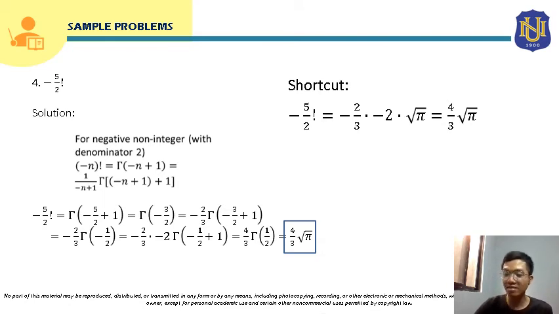So you multiply those three: negative 2/5 times negative 2/3 times negative 2. Once we have the negative 2, we just multiply by square root of pi. So that will already be the answer. So for negative 7 halves factorial, negative 2 over 5 and so on is actually negative 8 over 15 times square root of pi. So that is the answer for negative 7 halves factorial.